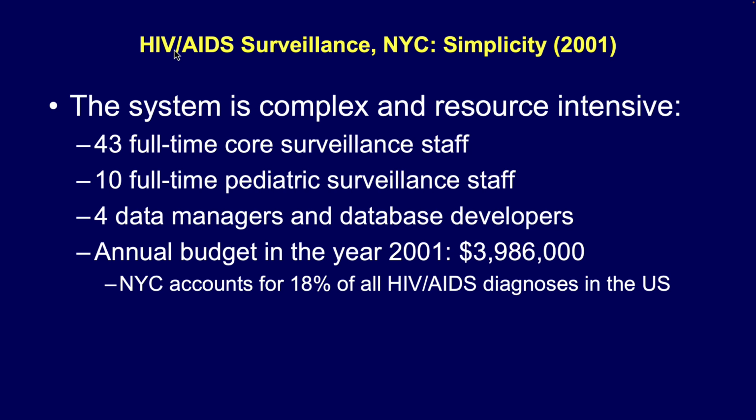We talked about the surveillance system attribute of simplicity, and HIV/AIDS surveillance in New York City is a big task, and the system is both complex and resource intensive. To give you an idea, at the time that HIV reporting was rolling out in 2001, there were 43 full-time core surveillance staff, 10 surveillance staff who were just dedicated to pediatric HIV surveillance, 4 data managers and database developers, and an annual budget of about $3.9 million. And most of that budget, all of that budget, in fact, comes from federal funds from CDC. And at the time, New York City was accounting for about 18% of all of the HIV and AIDS diagnoses in the US.